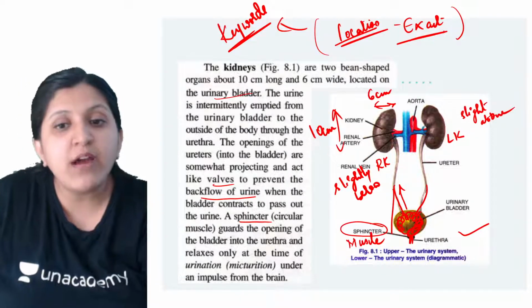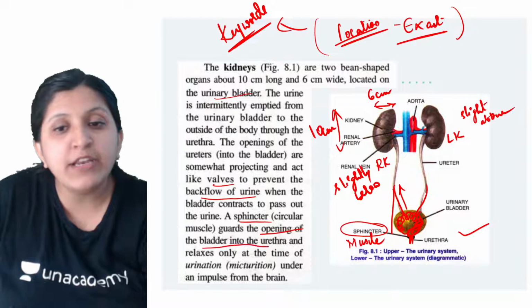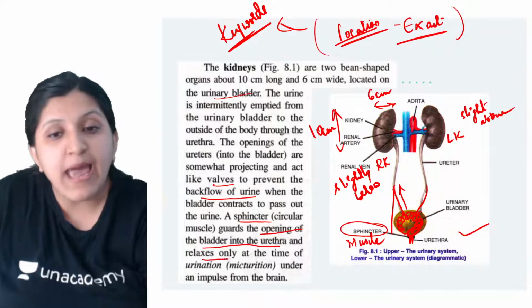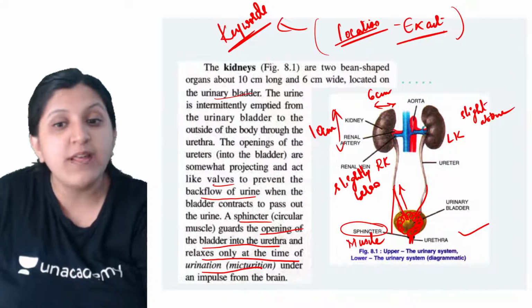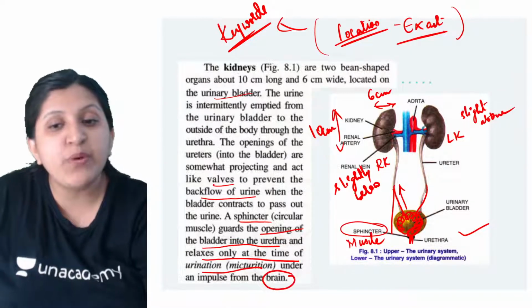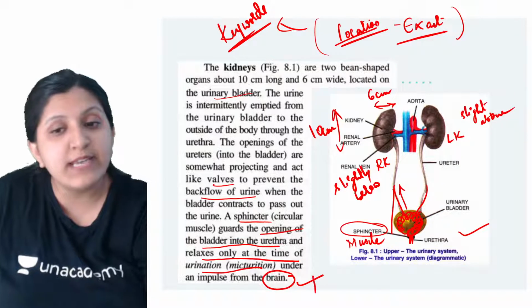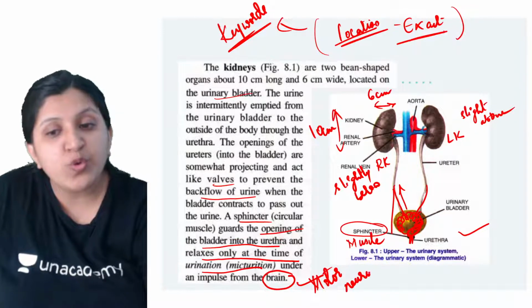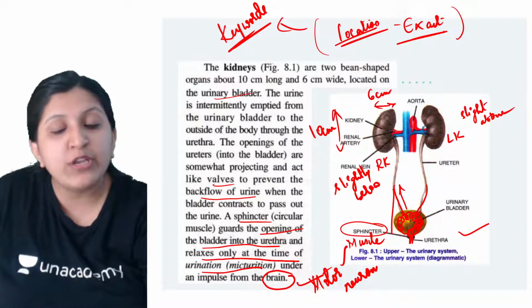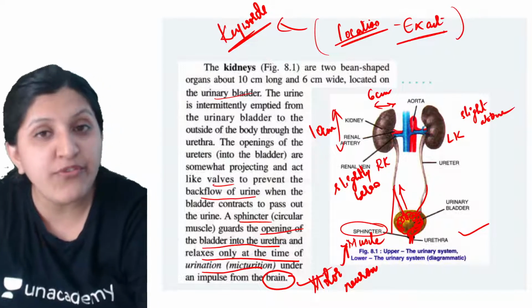So the sphincter guards the opening of the bladder into the urethra and relaxes only at the time of urination, or micturition, under the impulse from the brain. So the brain is sending the impulse through a motor neuron, and through the motor neuron it goes to the muscle. So the muscle is the effector here.